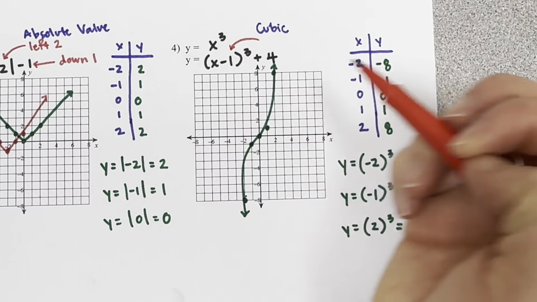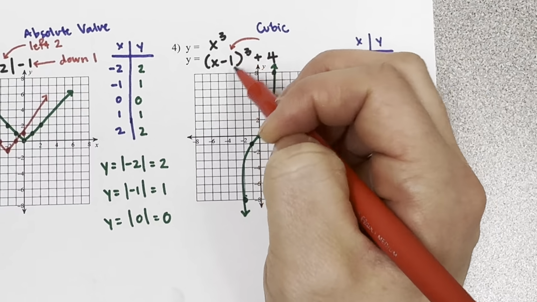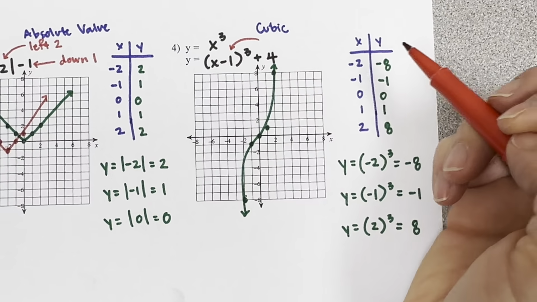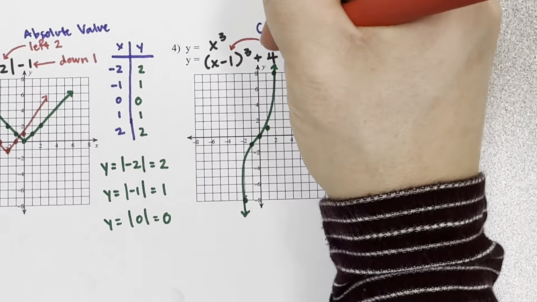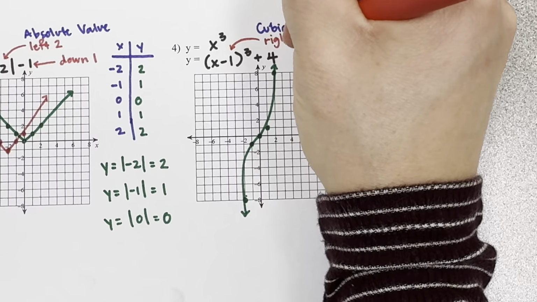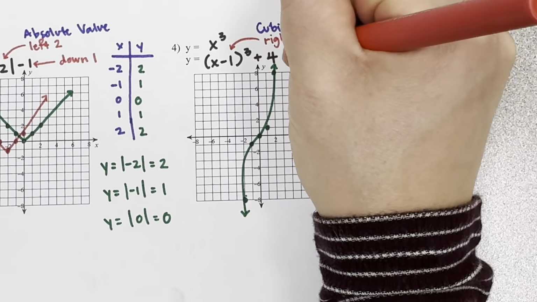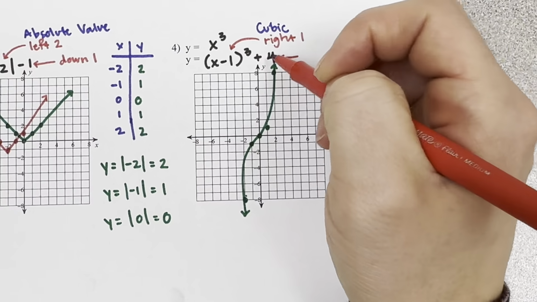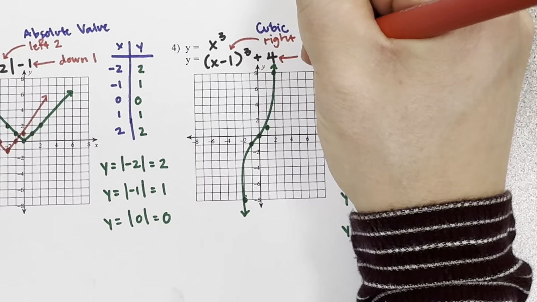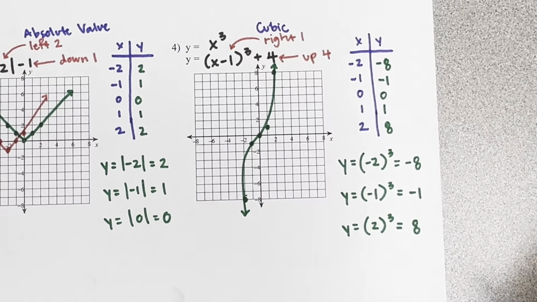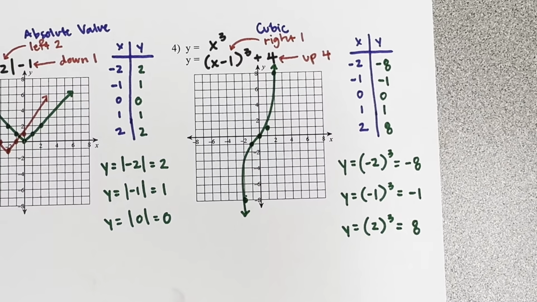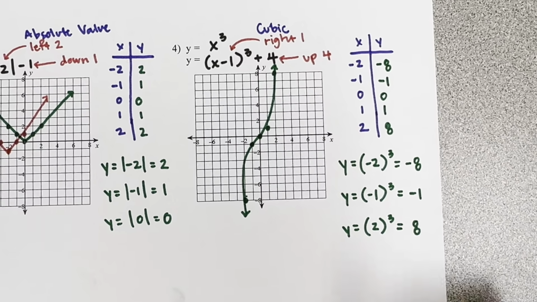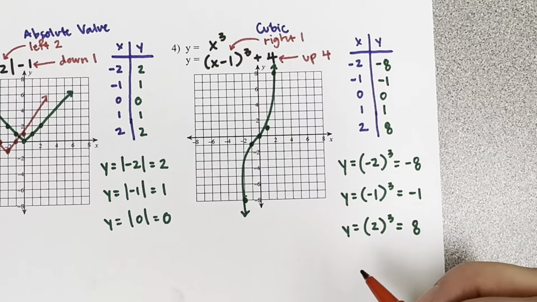Inside tells me left and right. So -1 on the inside. Think the opposite. So this means it wants us to go to the right 1 unit. Outside is up or down, so outside of those parentheses, and for this one we don't have to think opposite. +4 is just up 4. So let's see what we can do with these coordinate points. It wants me to take them to the right 1 and up 4.